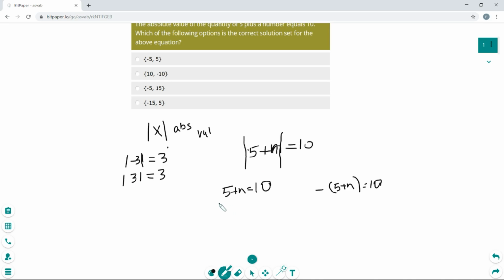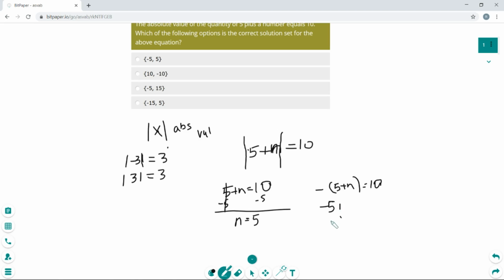That's pretty easy, right? We just solve for n. We subtract 5 on both sides. This cancels, and then what we get is n is equal to 5. Okay, nothing big there. Now we have half our answers, but for this one, we have to distribute this negative. So if we distribute the negative, we get a negative 5.